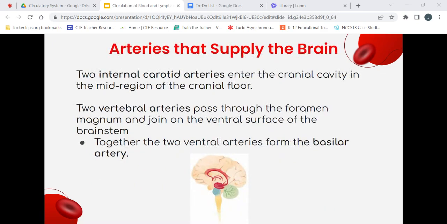There are four arteries that bring blood to the brain. The vertebral arteries are branches of the subclavian arteries, and they enter the cranial cavity in the mid-region of the cranial floor.